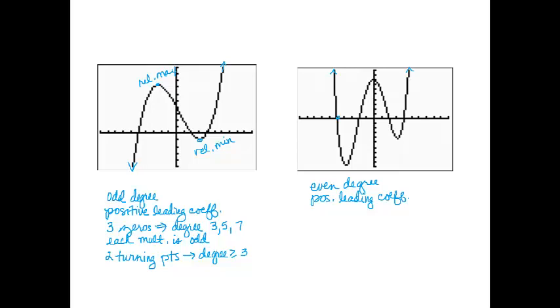There are 1, 2, 3, 4 zeros, which tells us that the degree has to be 4, 6, 8, and so on, right? At least 4. It has to be an even number. And we know that each multiplicity of those zeros is odd because the graph crosses at each one of those zeros.